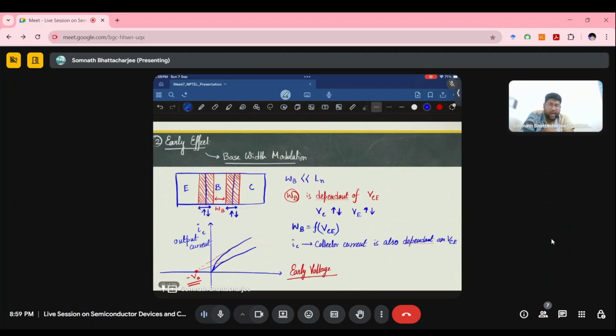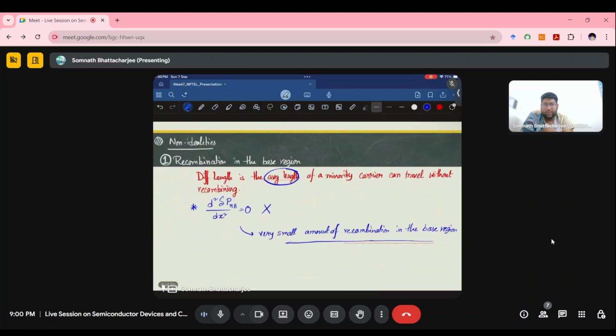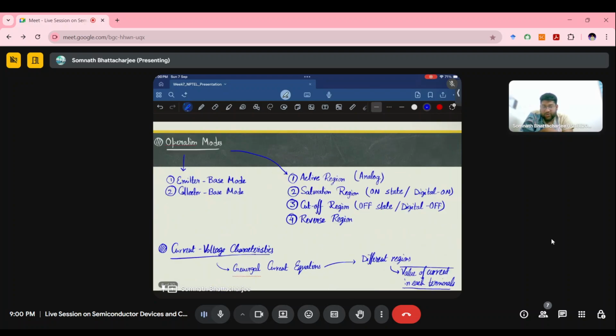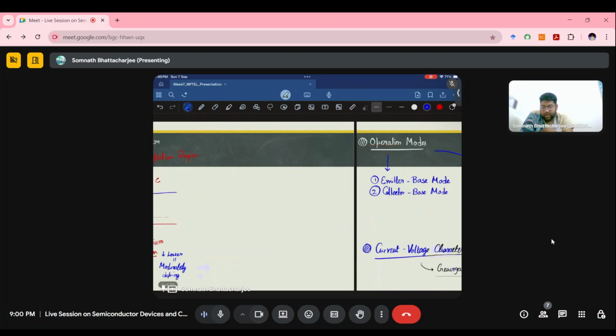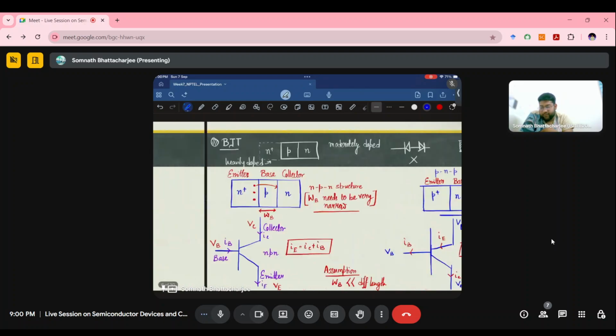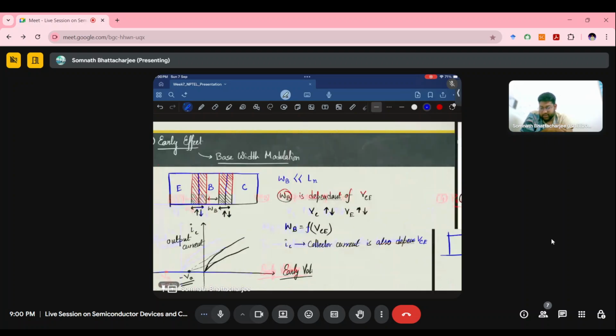A few of the things will have a different kind of term. Like here, it is called the base width modulation. This will be the channel width modulation, and based on the width and length of the channel, everything would be dependent. So we'll learn that in the next class.